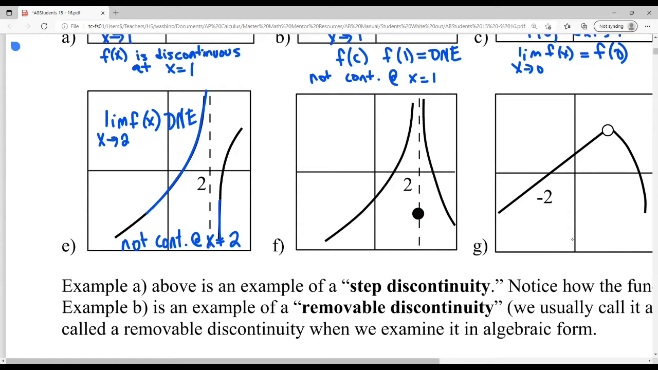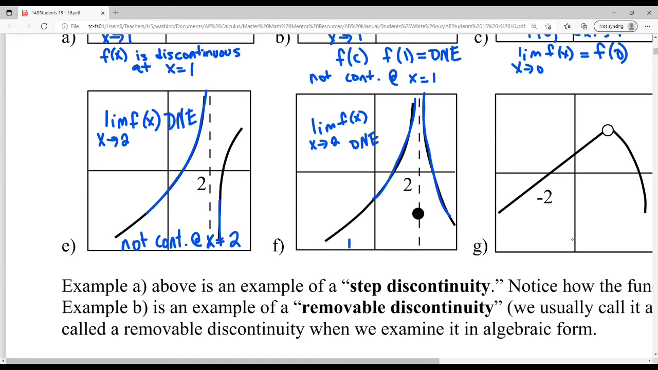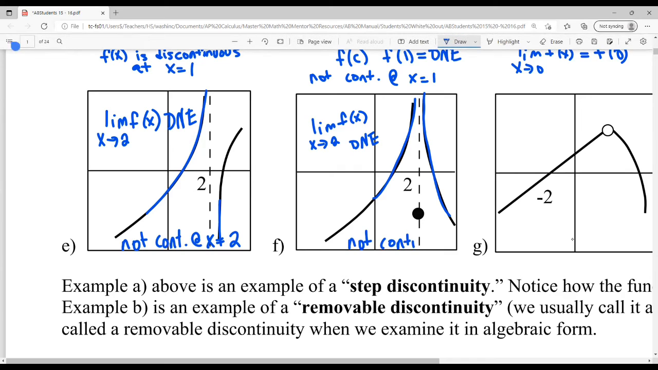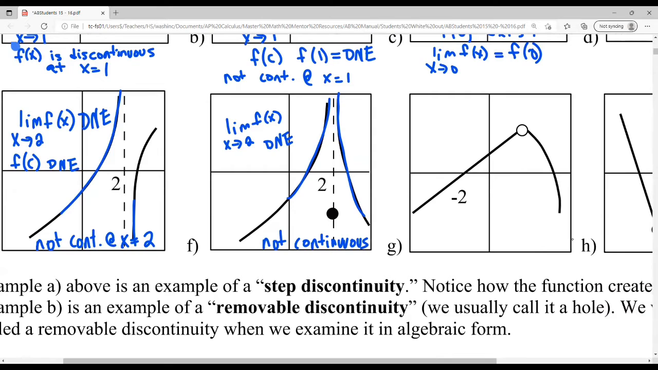All right, part F. We are approaching the same positive infinity, but in this case, the limit as x approaches 2 of f of x does not exist. And since that limit doesn't exist, our function is not continuous at that location, even though it does equal positive infinity. We talked about before, when limits equal infinity, they technically don't exist. Over here on part E, I failed to mention this a second ago, but f of c also does not exist.